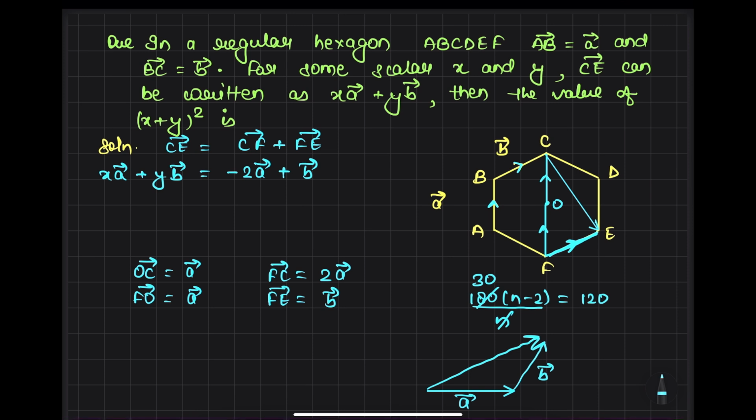Now you can compare and find out the value of x as minus 2 and the value of y as 1. So we got our x and y. Now you can manipulate things accordingly. I hope the idea is clear and you can handle similar situations.